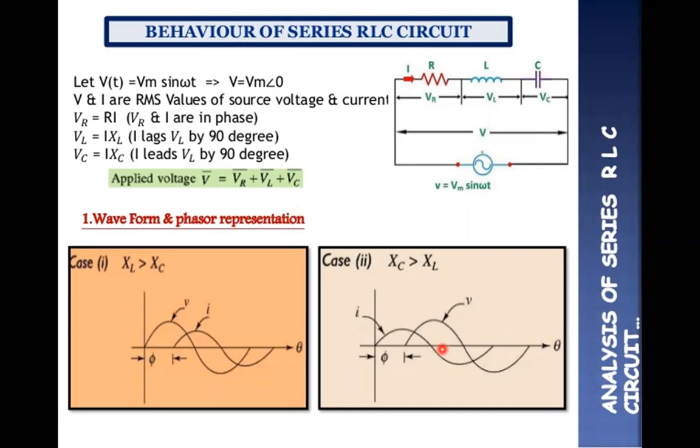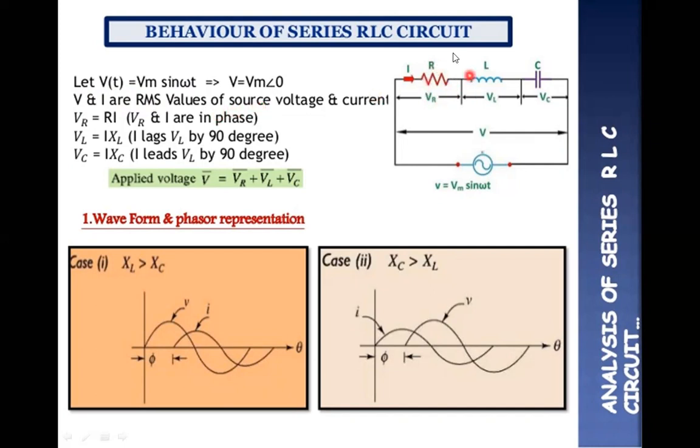And then we will see the LCR combination connected in series with an alternating current. So we have taken a resistance R, an inductance L, and a capacitance C, connected in series with an alternating source having a voltage V equal to V max sin omega t, and the voltage across resistance is VR, across inductance is VL, and across C is VC. So here V and I are RMS values of source voltage and current.